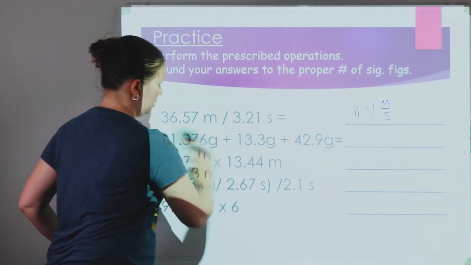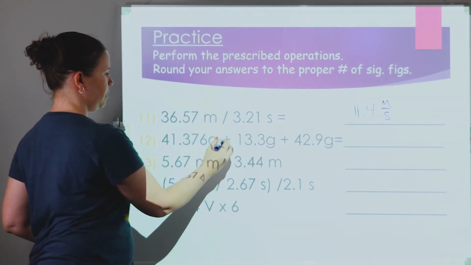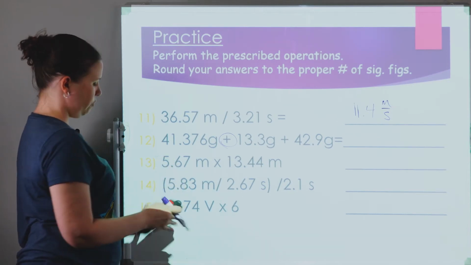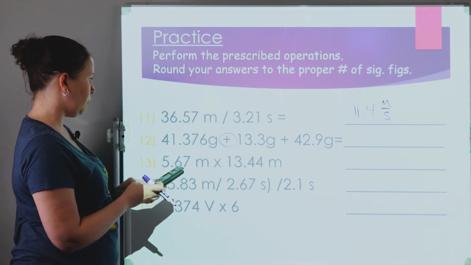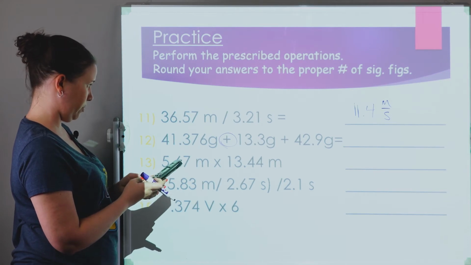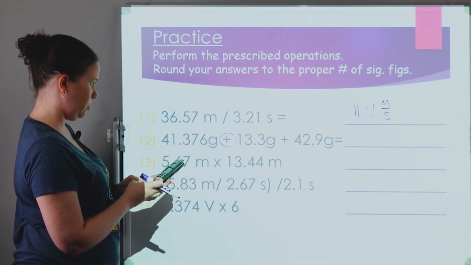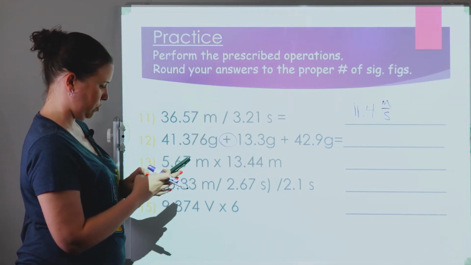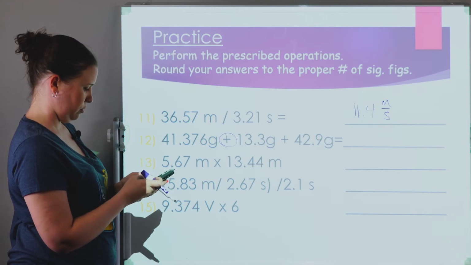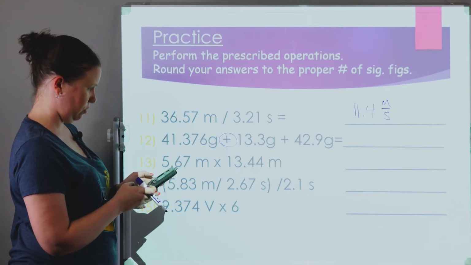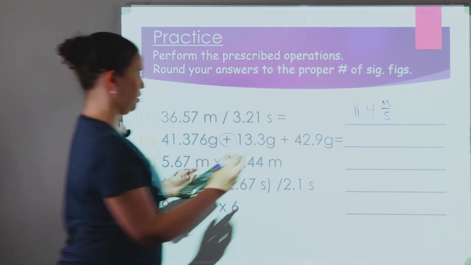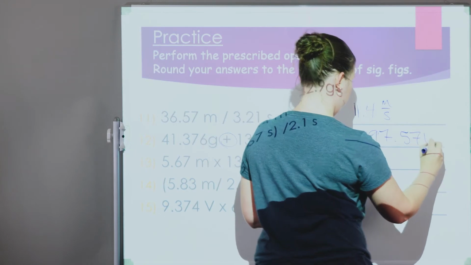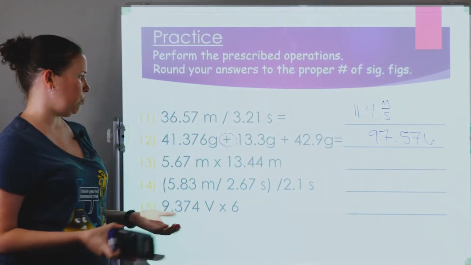All right, let's look at the next one. Here I can see addition. So I can tell I'm looking at decimal places. So let's first type the problem into the calculator. 41.376 plus 13.3 plus 42.9. Oops. Calculator error, my apologies. 42.9. And we get 97.576.